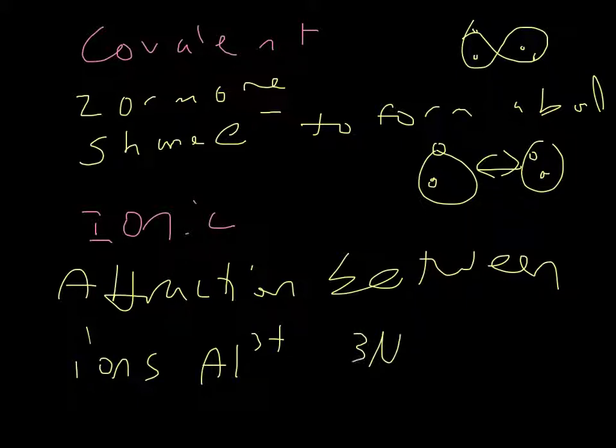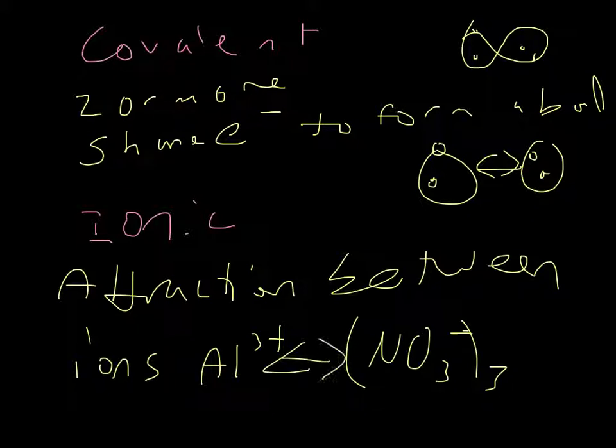And we had 3 NO3, and they each had a minus, right? Well, these minuses, they're attracted to each other, the minus and the plus, because like magnets, opposites attract. So they attract to each other and then they bond.